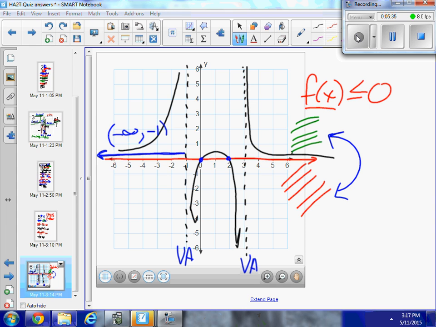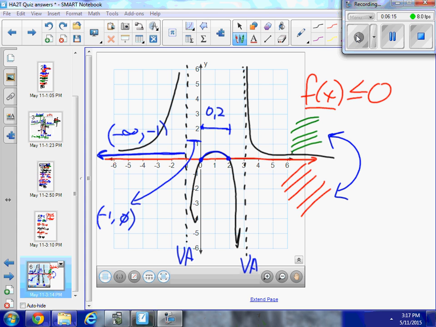Well, I have another interval here. It's between this vertical asymptote and 0. So this interval here, I'll put a little arrow, is the interval -1 to 0. And all the values in that place are going to be negative, because that's what my graph is. My graph is negative. Then I have another interval from this 0 right here to 2. This interval right there, from 0 to 2, and all of those values are positive.